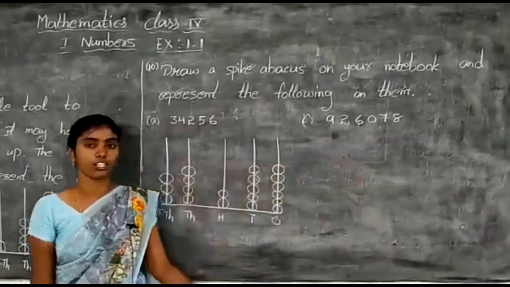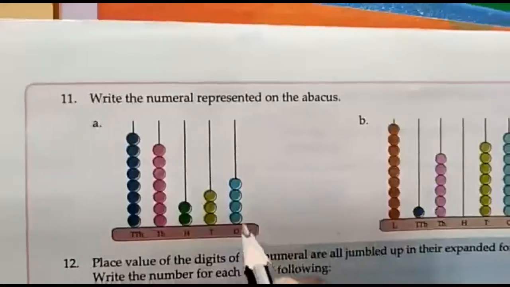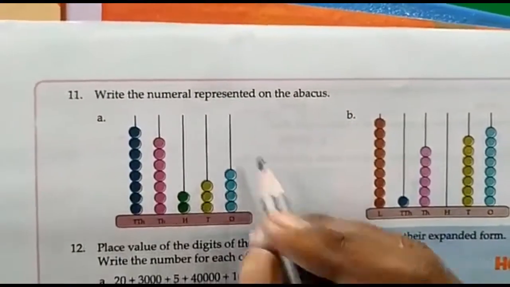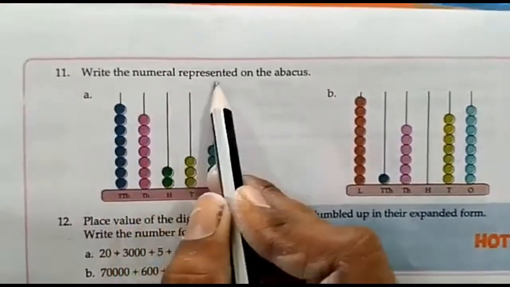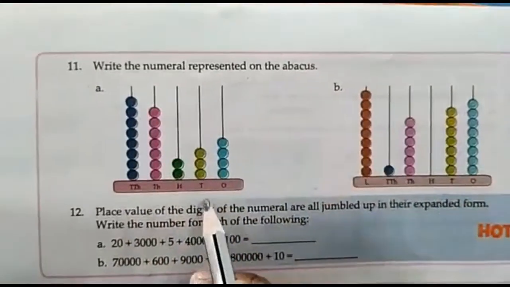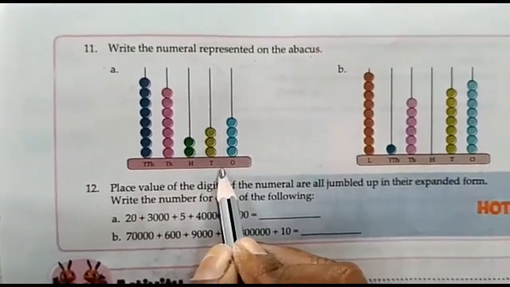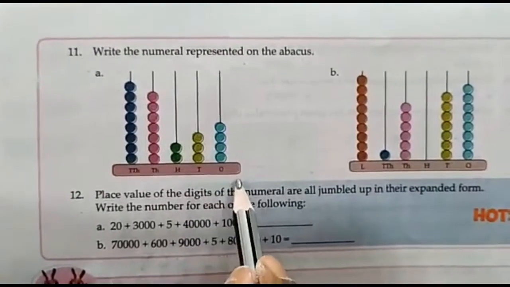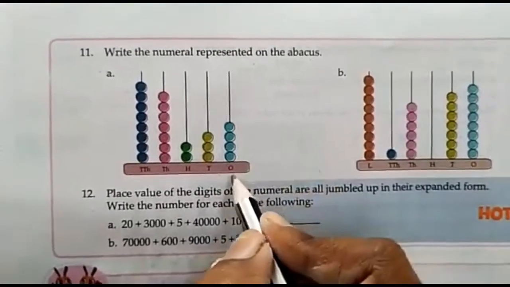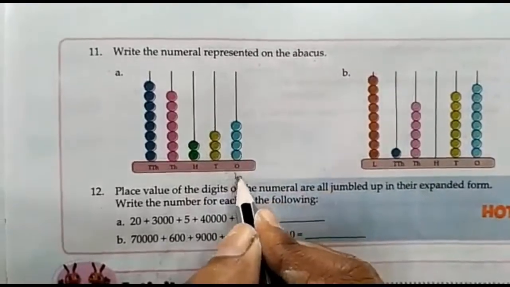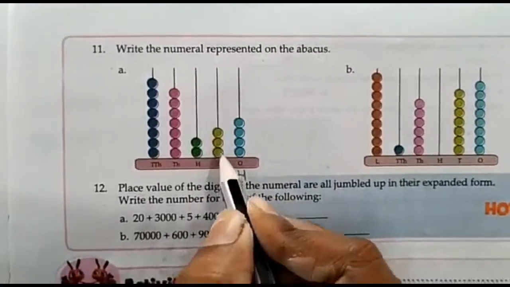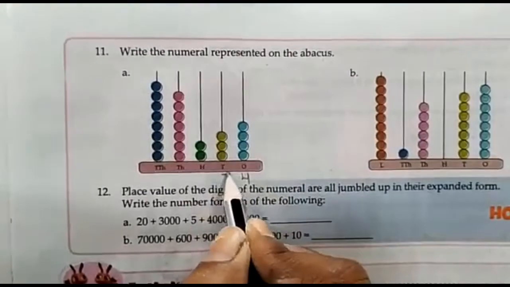Okay, next section. It is the 11th section. Write the numeral represented on the abacus. Here we have a picture, an abacus picture. Just count the beads and write the number. In the ones place how many beads are there? 1, 2, 3, 4. So write 4 down. Next, in the tens place 1, 2, 3.